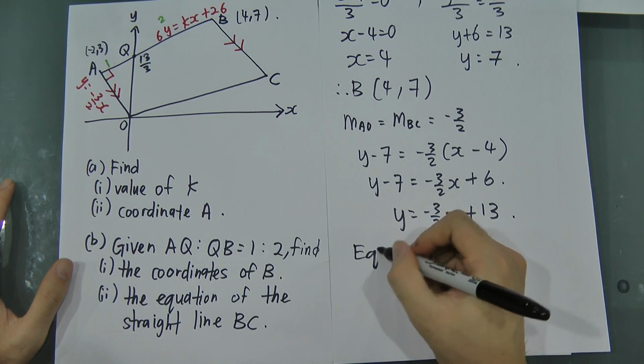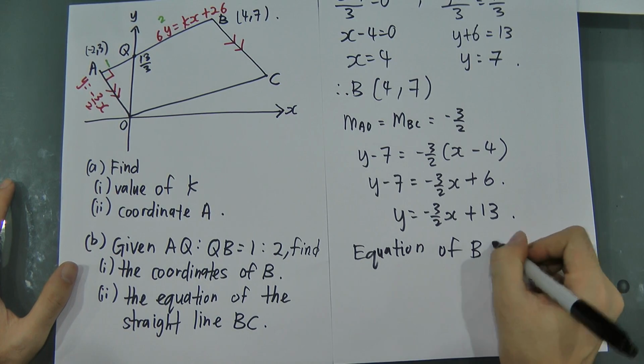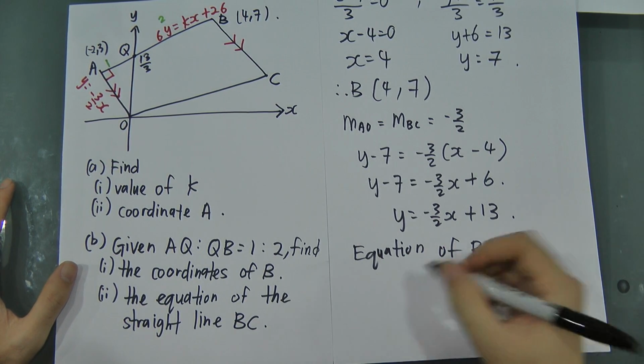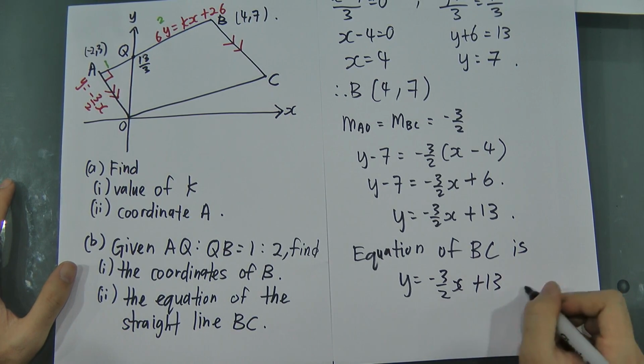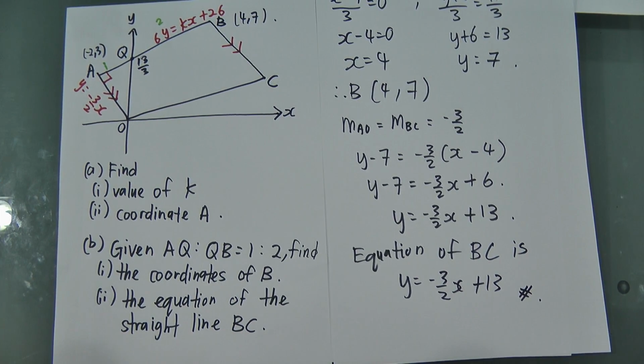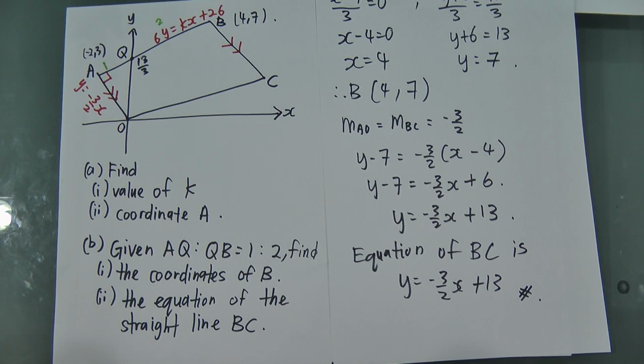So therefore you can write again in the exam, equation of BC is y equals negative 3 over 2x plus 13. You write like this, I guarantee you get full marks. Alright, it's not that hard, right? So you must understand the diagram and of course understand a little bit of the formula. Because this formula actually is not given, but it's not hard. If you're not sure about this formula, you can still use y equals mx plus c.